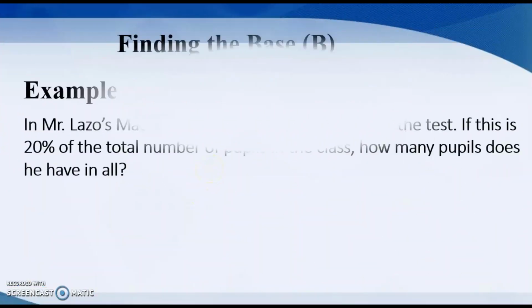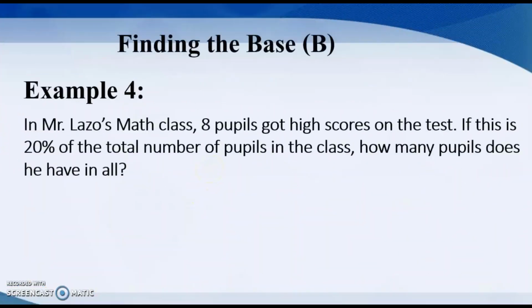Okay, next one is finding the base. So for example, number 4, let us read. In Mr. Lazo's math class, 8 pupils got high scores on the test. If this is 20% of the total number of pupils in the class, how many pupils does he have in all? Okay, so let's try to find the given. So we have here 8 pupils got high scores on the test, and that is 20% of the total number of pupils in the class.